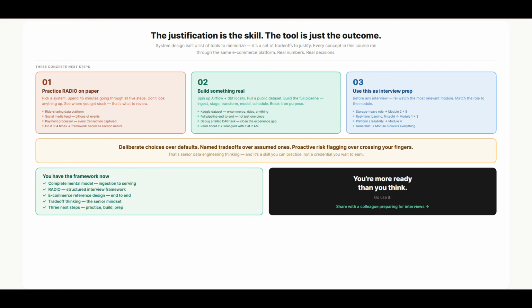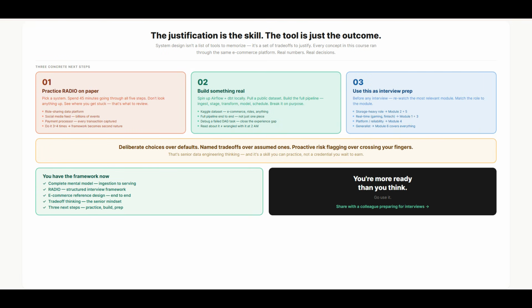Second, build something real. Spin up Airflow and dbt locally, even with toy data. Pull a public dataset from Kaggle, e-commerce transactions, weather data, whatever interests you. Build the full pipeline: ingest from a CSV, stage it, transform it, model it, schedule it with Airflow. Break something on purpose and fix it.